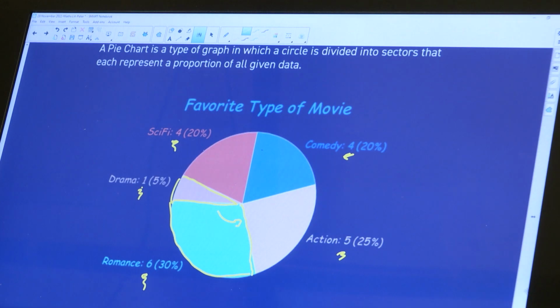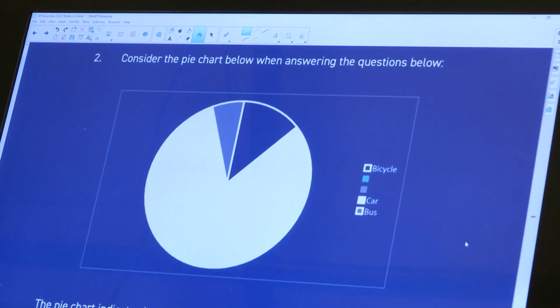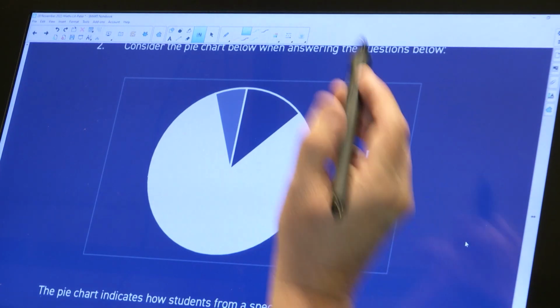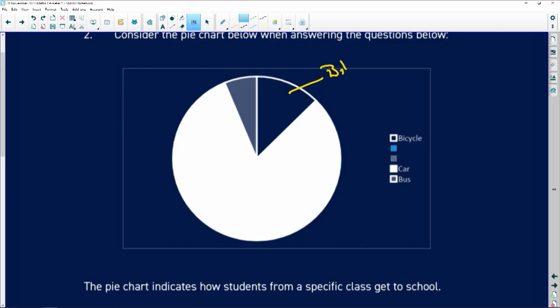So without any further ado, let's have a look at this example. Consider the pie chart below when answering the questions that follow. We've got three colors here. Black represents the number of bikes, the way kids get to school. The white is cars, and the gray means the bus. There are two other colors, blue and that, but we're not using those at all.